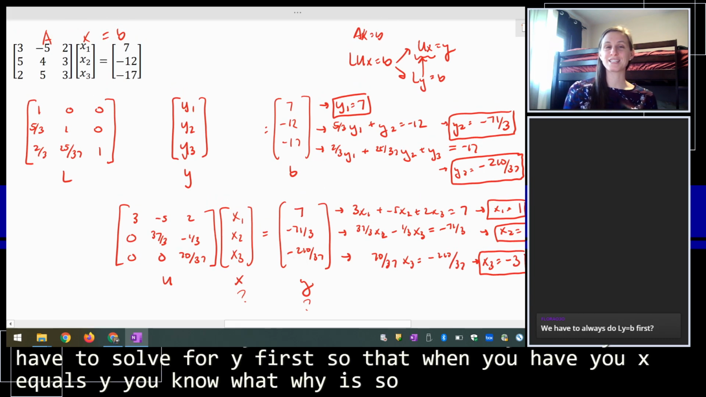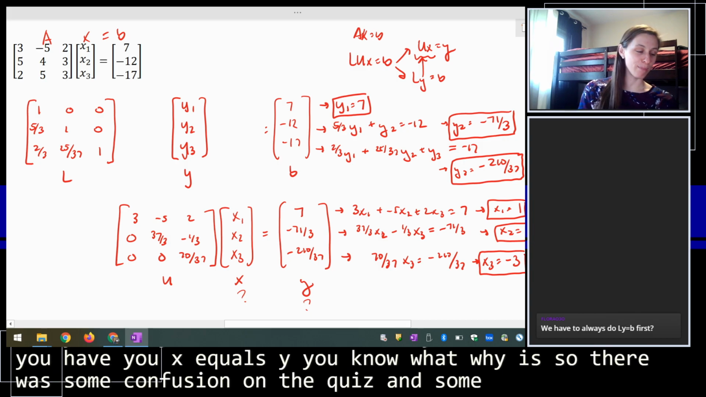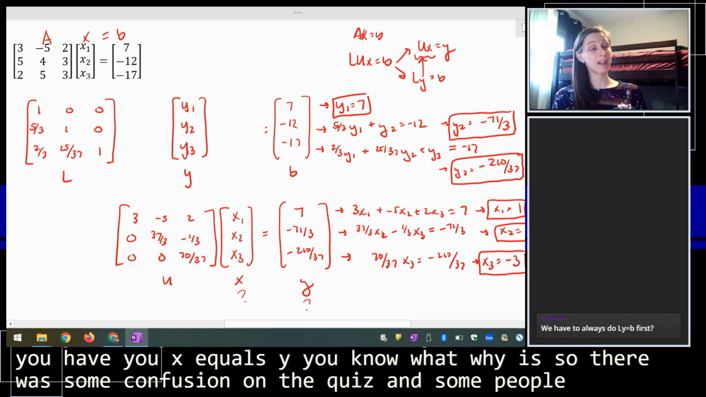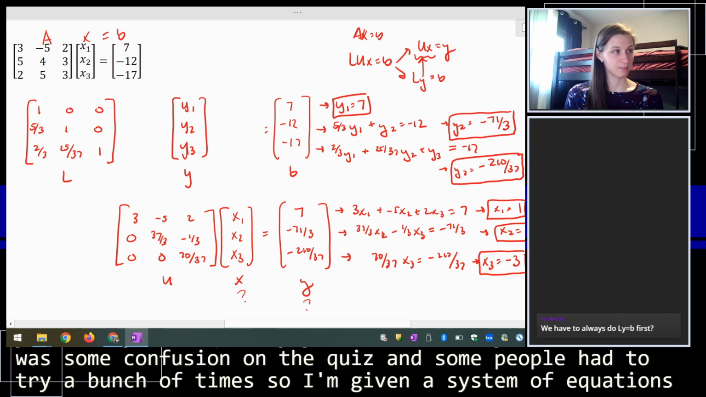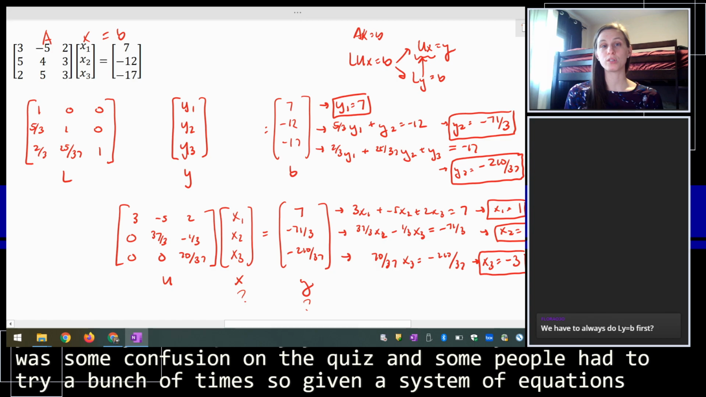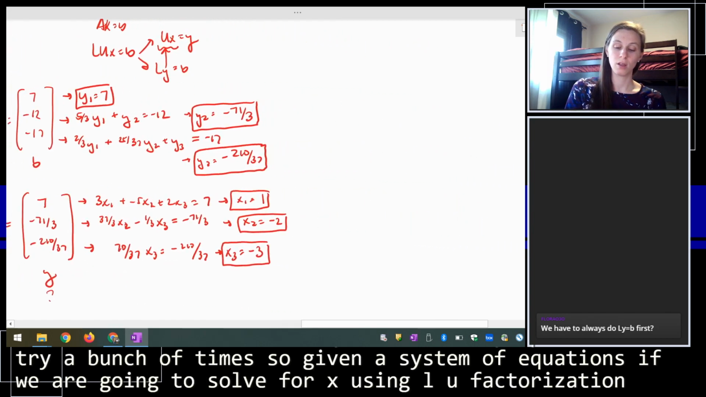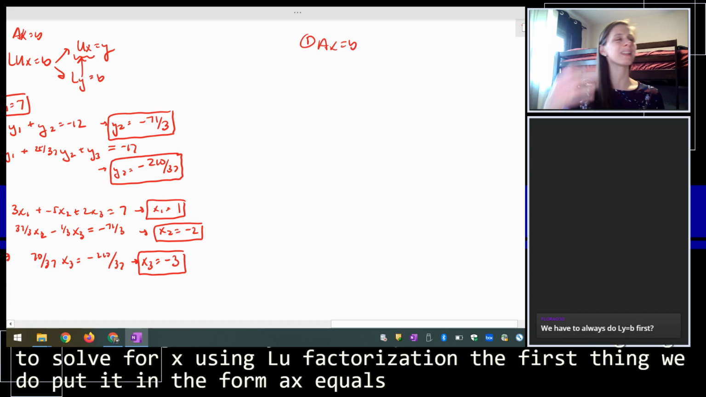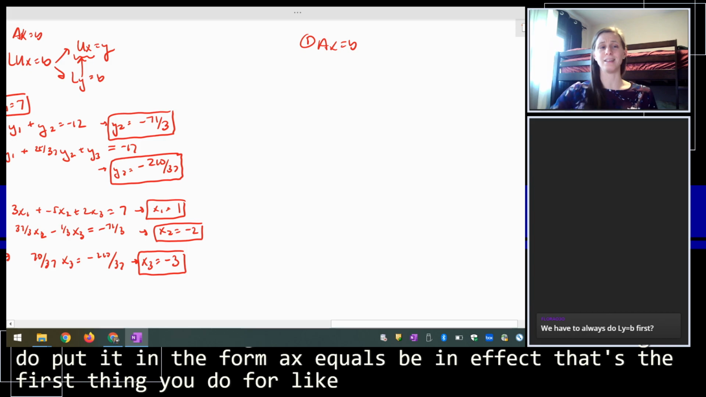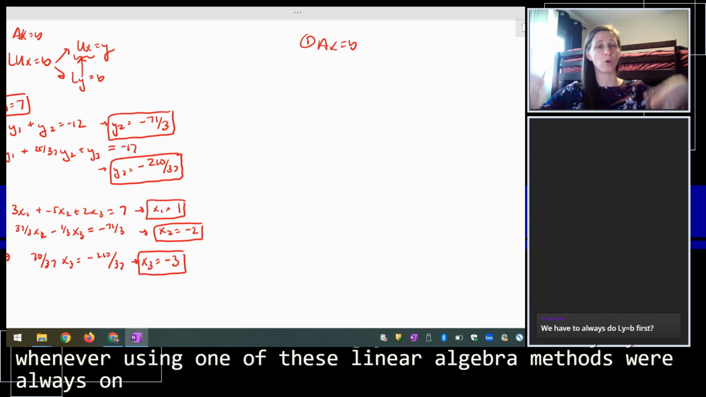So there was some confusion on the quiz and some people had to try it a bunch of times. So given a system of equations, if we are going to solve for X using LU factorization, the first thing we do is put it in the form of AX equals B. And in fact, that's the first thing you do for any system. Whenever you're using one of these linear algebra methods, we always want it in the form of AX equals B.